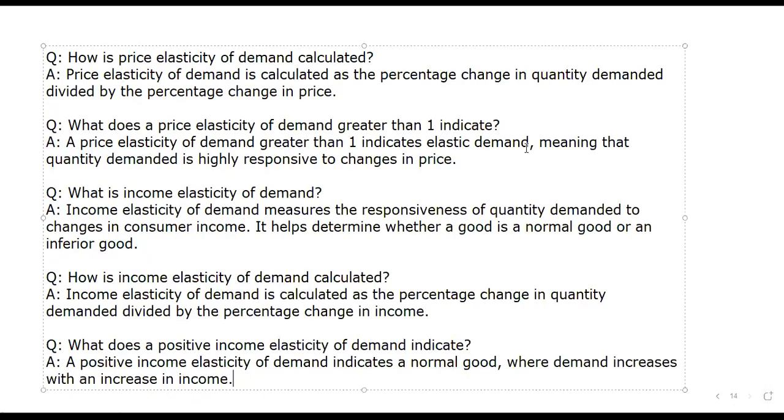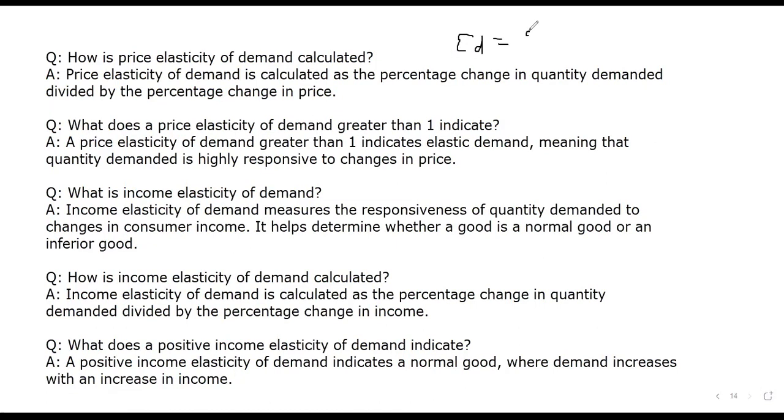So it's simply percentage change in quantity demanded over percentage change in price. So using the formula, elasticity of demand is simply equal to percentage change in quantity demanded over percentage change in what? In price. So if we have a value greater than 1, what does it imply? Greater than 1, it is elastic, meaning that quantity demanded is highly responsive to price changes.